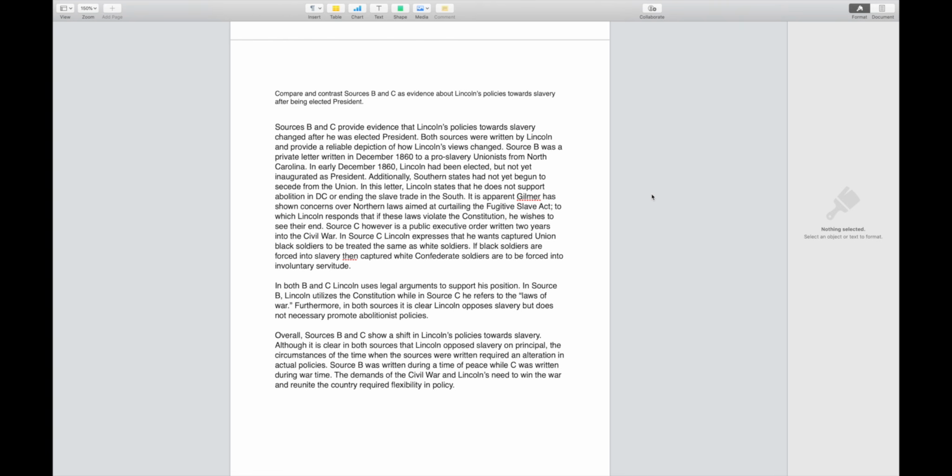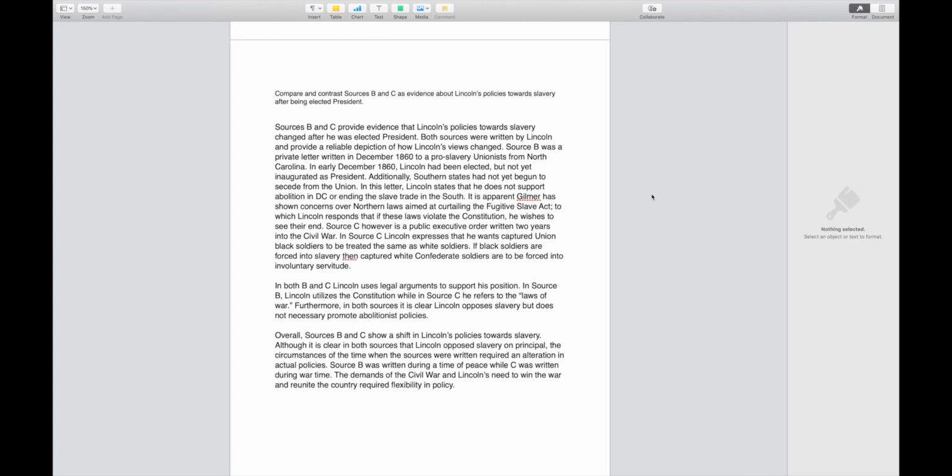It is apparent Gilmer has shown concerns over Northern laws aimed at curtailing the Fugitive Slave Act, to which Lincoln responds that if these laws violate the Constitution, he wishes to see their end. Source C, however, is a public executive order written 2 years into the Civil War. In Source C, Lincoln expresses that he wants captured Union black soldiers to be treated the same as the white soldiers. If black soldiers are forced into slavery, then captured white Confederate soldiers are to be forced into involuntary servitude.